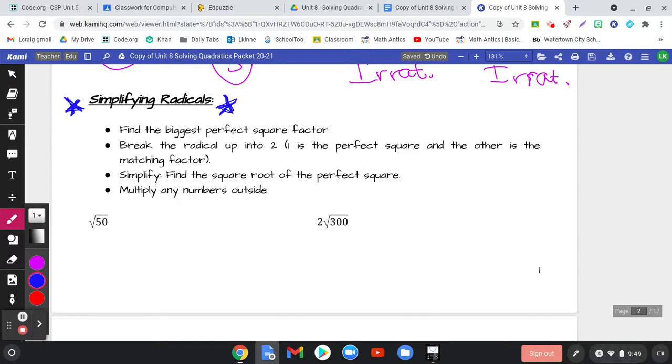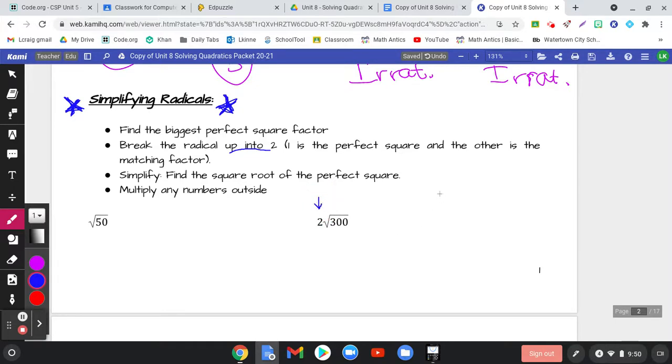So it says find the biggest perfect square factor, so a number that would multiply to give you 50. Break the radical up into 2. The first one would be the perfect square, and the other is the matching factor. So like 50, 25 is a perfect square, 25 times 2. Simplify the square root of the perfect square, all right? And then multiply any numbers that are outside, like this 2 here.